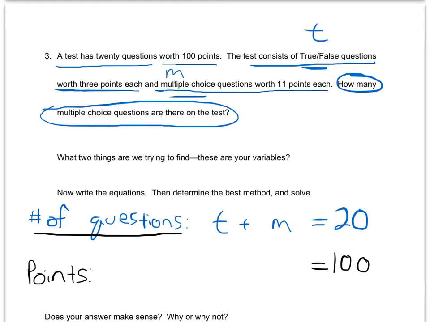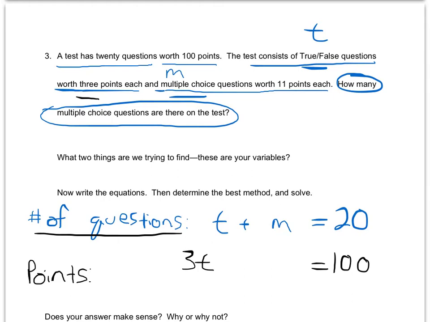Now that we're dealing with points, we have to know, well, how many points was each true or false question worth? And the answer that we know, it says right here, each true or false was worth 3 points. Okay, so if you get 2 of them right, you had 2 times 3 would be 6 points. If you got 3 of them right, 3 times 3 would be 9 points.